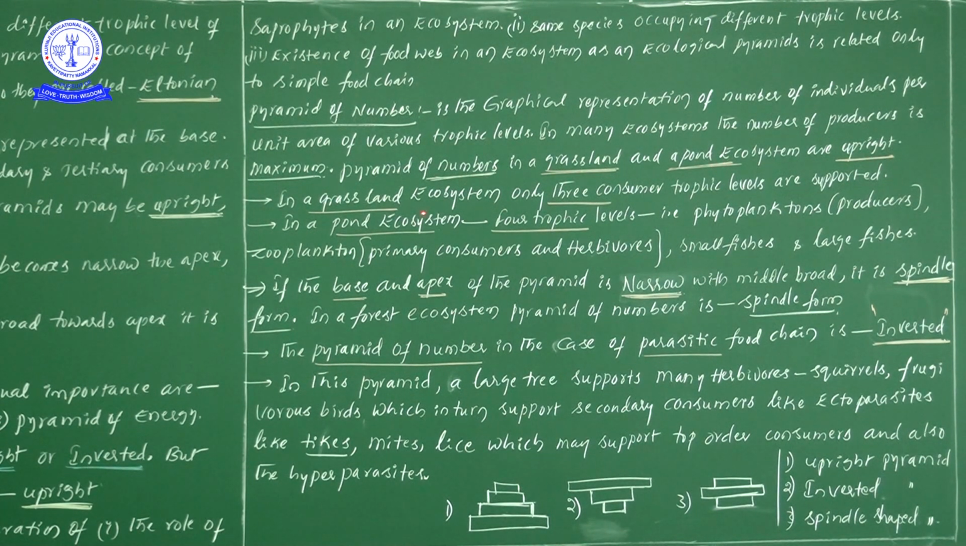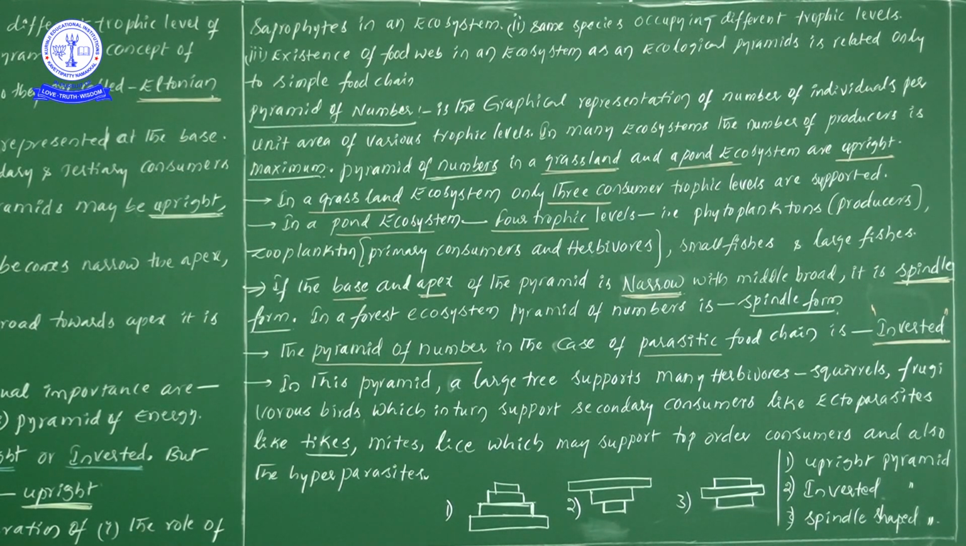Next, in grassland ecosystem, only 3 consumer trophic levels are supported. Numbers are sometimes important, so try to save them in your mind. In grassland ecosystem, just 3 consumer trophic levels are present. Right. Now the pond ecosystem. If you take a pond ecosystem, there 4 trophic levels are there.